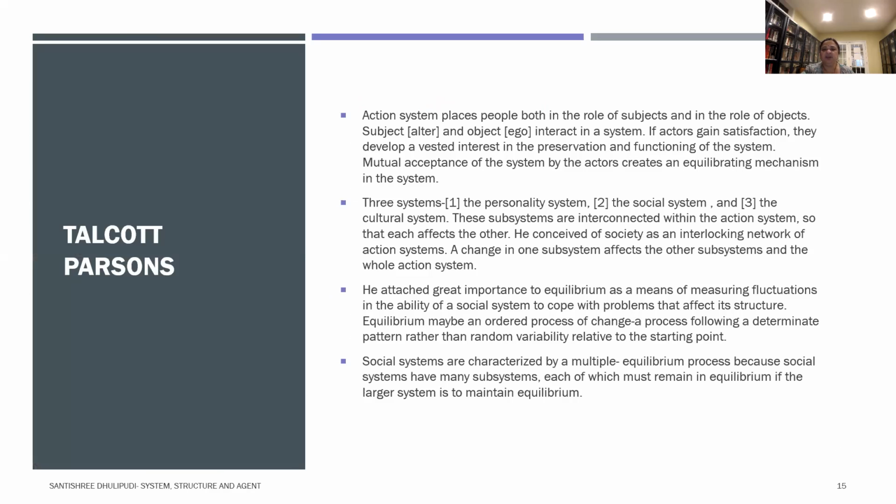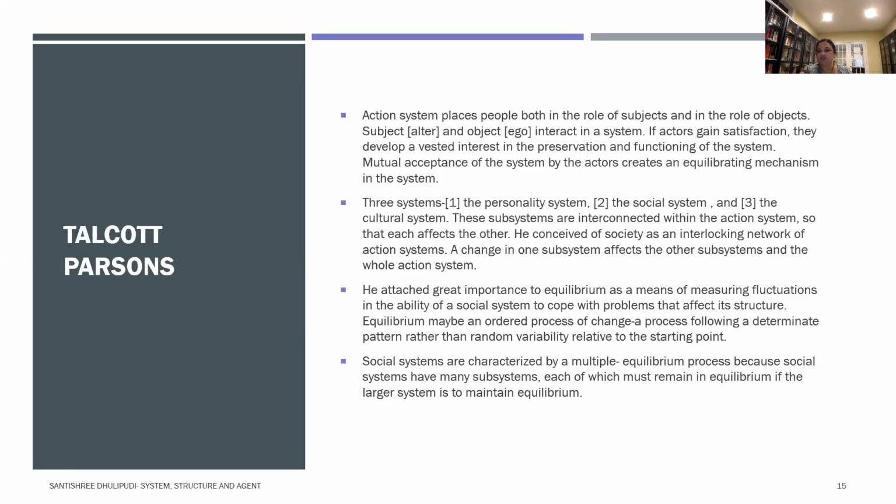Talcott Parsons told us that the action system places people both in the role of subject, ego, and in the role of object, alter, which interact with the system. If actors gain satisfaction, they develop a vested interest in the preservation and functioning of the system. Mutual acceptance of the system by the actors creates an equilibrating mechanism in the system. Three systems: the personality system, the social system, and the cultural system.